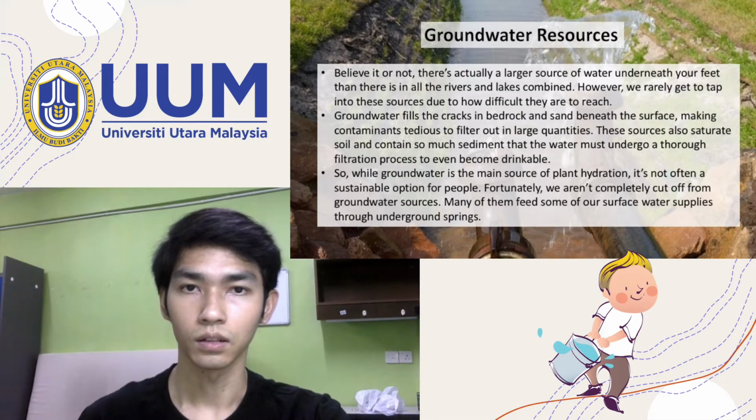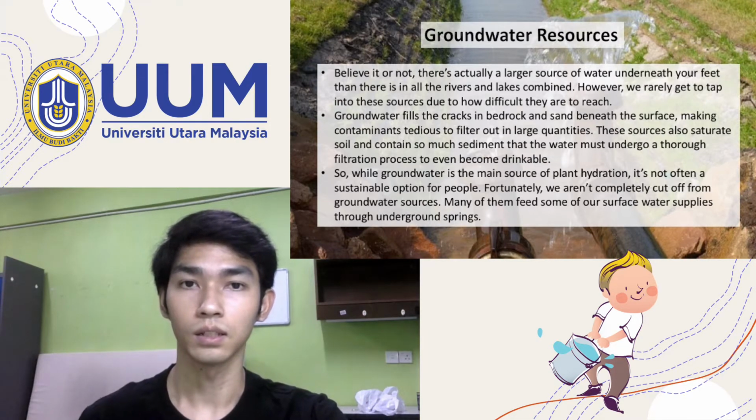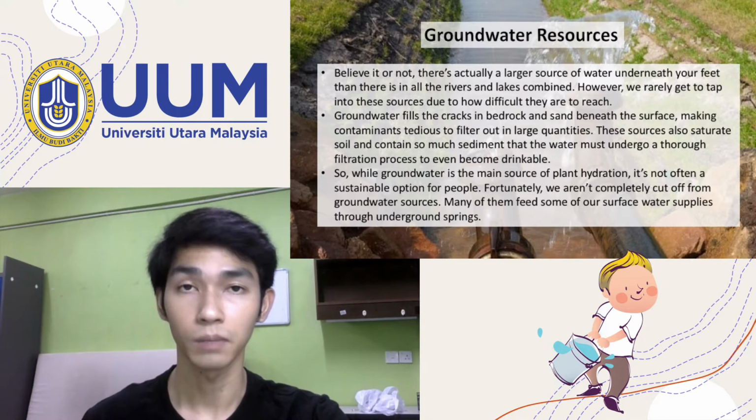Groundwater fills the cracks in the bedrock and sand beneath the surface, making contaminants tedious to filter out in large quantities. These sources also saturate soil and contain so much sediment that the water must undergo a thorough filtration process to even become drinkable. So while groundwater is the main source of plant hydration, it is not often a sustainable option for people. Fortunately, we are not completely cut off from groundwater sources. Many of them feed some of the surface water supplies through underground springs.